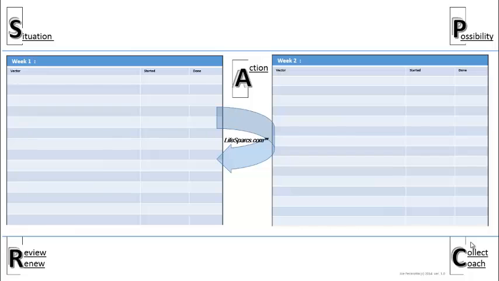Here is the whole model. You see that it forms the acronym: situation, possibility, action, recovery, and counting and coaching. This short video will tell you all about these different areas and get you started on really achieving the things that you want to achieve and thought were out of your reach.